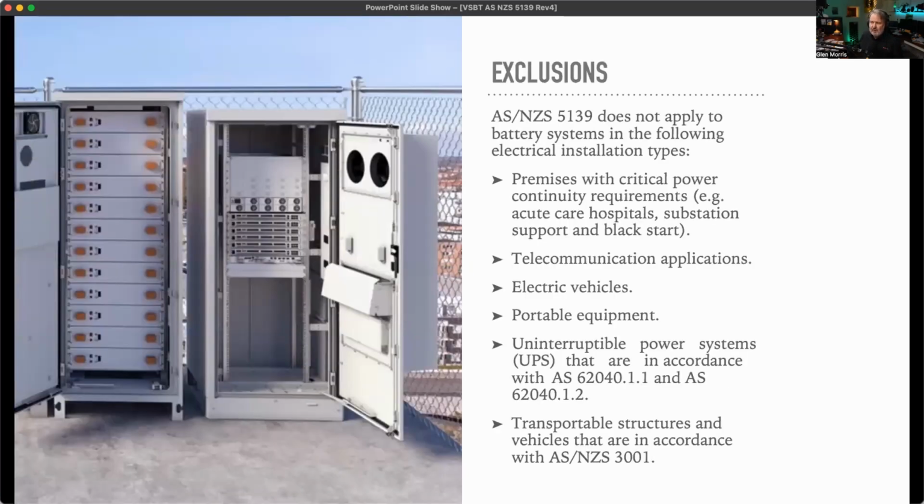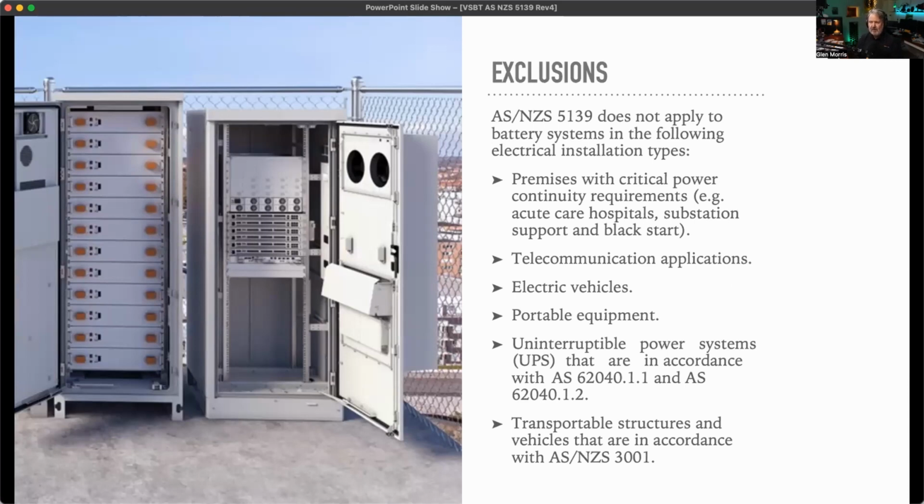The exclusions are important to consider. If you're a critical power system like an acute care hospital substation, or it's a black start system for a substation, which is kind of another special category, then you're exempt from the standard. Really what they're saying is these are engineered sites. We don't need to go there. They've got their own methodologies. And the same is true of telecommunication sites. They've been managing batteries for decades.